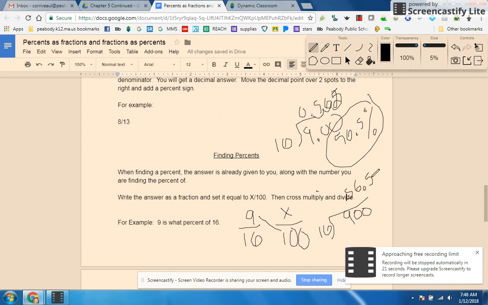Okay, so it's totally up to you. But the setup is to take these 2 numbers and write them as a fraction, and then you want to get it equal to 100. If it goes into 100, you could just multiply across. If it doesn't, you have 2 options. You could do long division or cross multiply and divide.